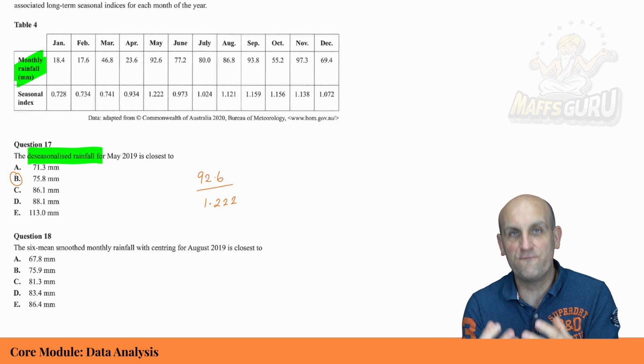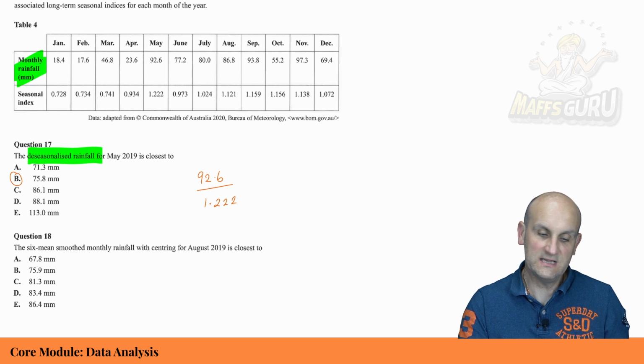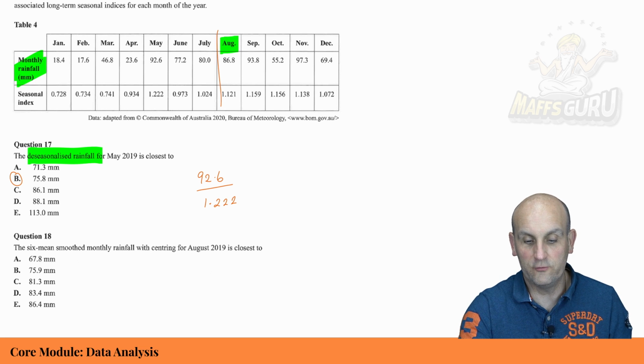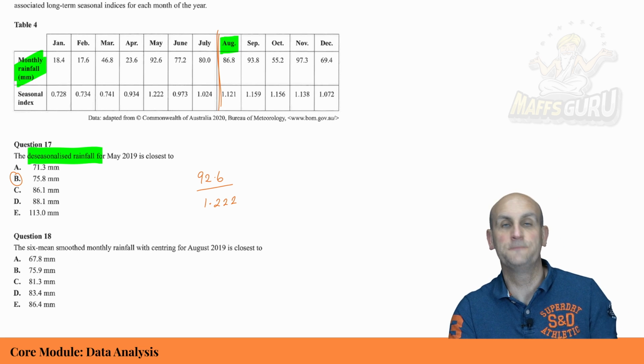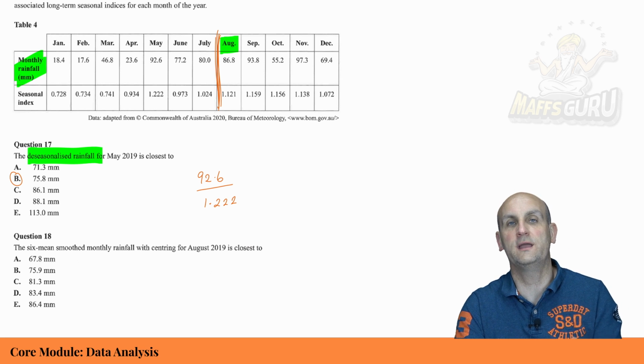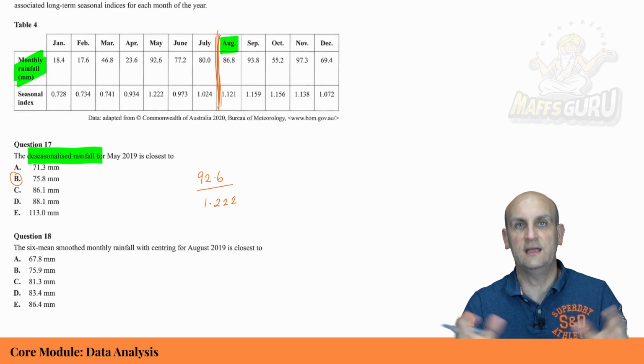They probably weren't going to give you a 5 mean smoothing. Centering on August. Now again, when I taught my kids this, because we want it centered on August, I get them to draw a line on the left-hand side of August and the right-hand side of August. The reason I do the left-hand side of August is because that helps us work out where we are centering our data points on.